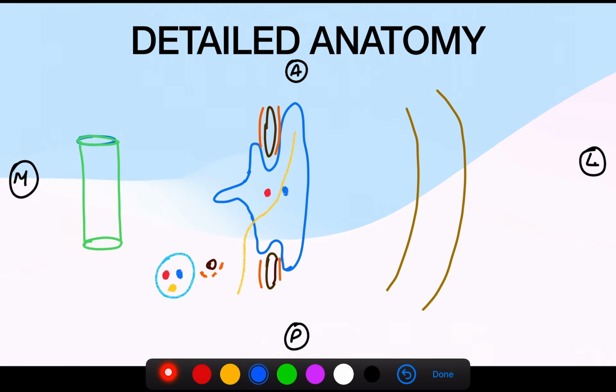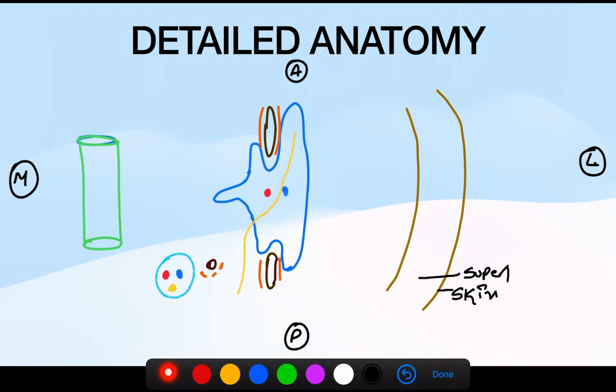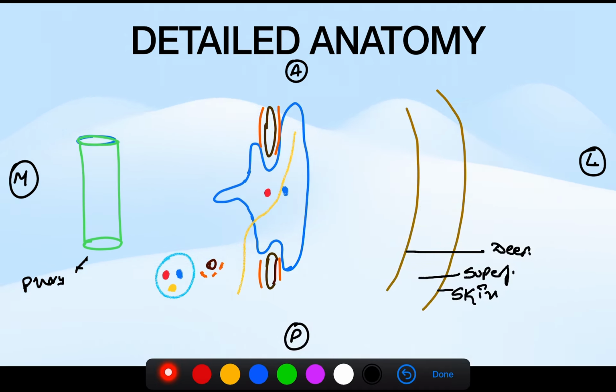Coming to the detailed anatomy of the gland. So here we will be having, this one is the skin, then this is superficial fascia and deep cervical fascia. This is pharynx, both the extremes, that is the lateral and medial surfaces we have drawn. Then the upper will be anterior and lower posterior surface.